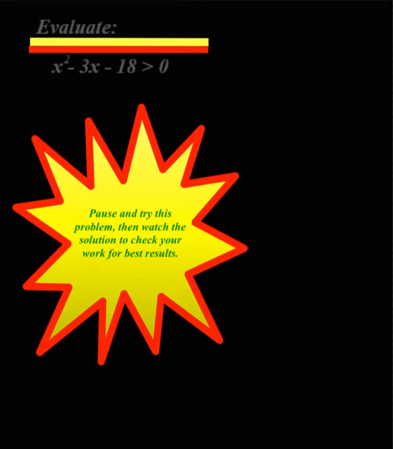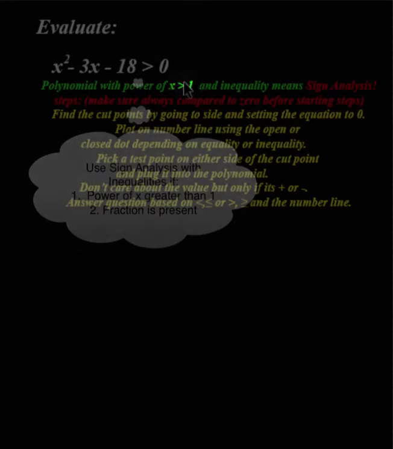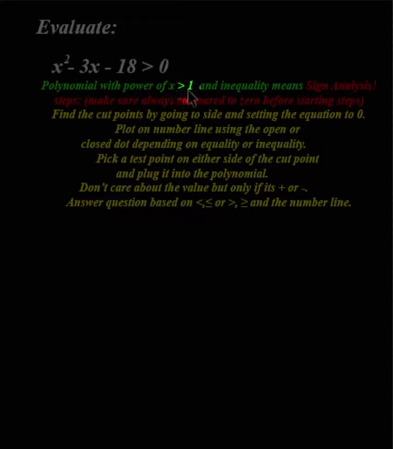Today we're going to be looking at this example here of evaluating this inequality. So the first thing you should note is that we have a polynomial with a power of x greater than 1 and one of these inequality symbols. So whether it's less than or equal to, less than, greater than, or greater than or equal to, we're going to have to do the cut points. We're going to have to plot them on the number line using open and closed dots and pick a test point on either side. All right?